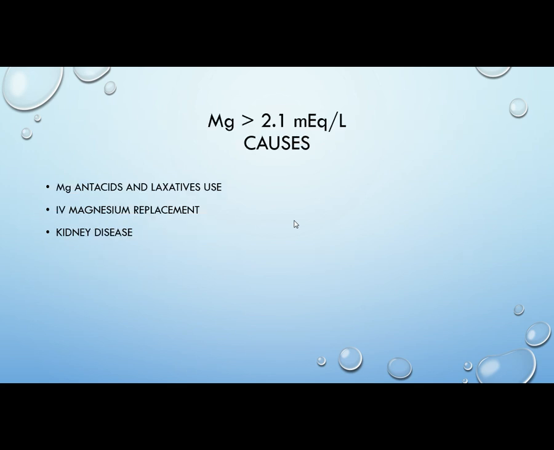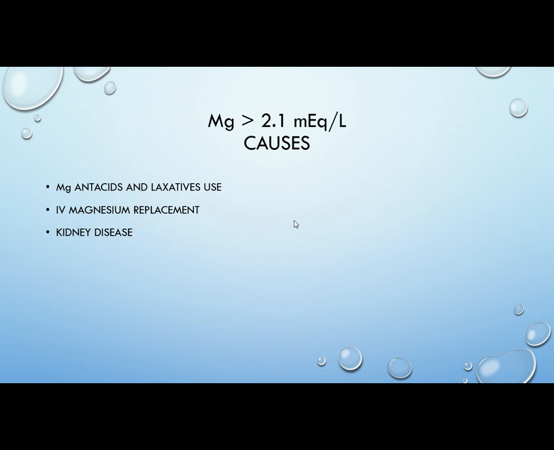Some of the causes of hypermagnesemia: a magnesium level of greater than 2.1, and the causes can be antacids and laxative use, IV magnesium replacement, or kidney disease. Like I said before, magnesium is a membrane stabilizer. Most manifestations of hypermagnesemia occur because of reduced membrane excitability. Most are not noted until the serum level is in excess of 4 milliequivalents per liter.